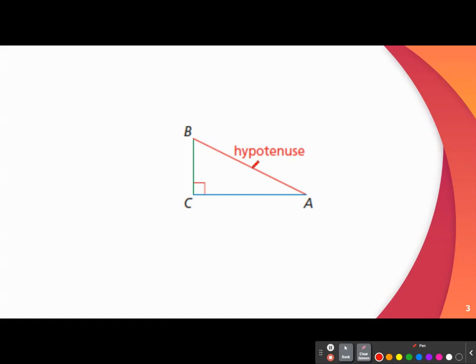Okay, now, determining which angle you're looking at. Right now, I want to look at angle A. I would put an arc on angle A to show that we're referring to angle A. The side adjacent to angle A is the side right there next to it. So this side CA would be adjacent to angle A. Remember from chapter 1, adjacent means next to. And then this side over here, BC, that side's opposite to angle A.